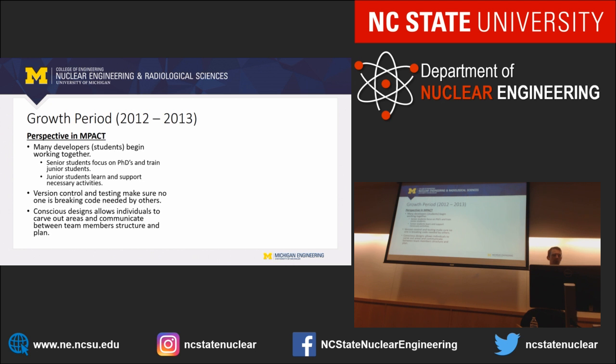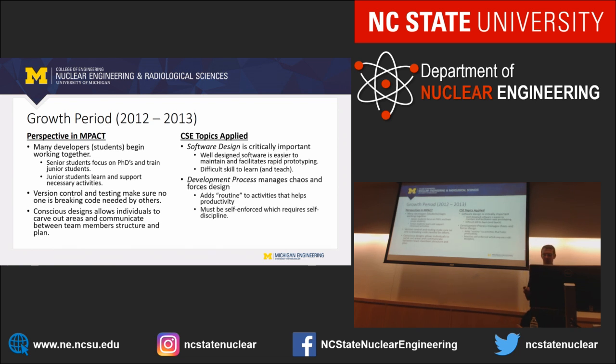Okay. Right, so the growth period where we had a lot of people working on the code, a lot of people working together. Version control helps enable this. We have good testing so we can be confident that we're changing each other's code without breaking it. Allowing conscious design also gives us a way to divide up the work along logical boundaries that allow team members to work in parallel and contribute to a final result in a shorter amount of time.